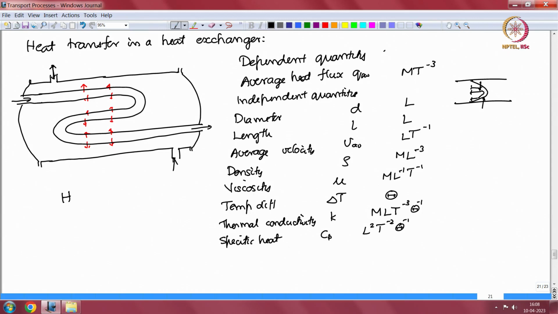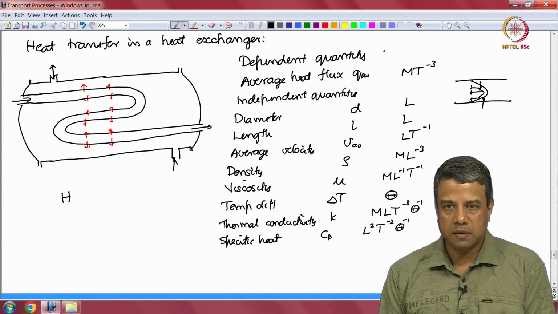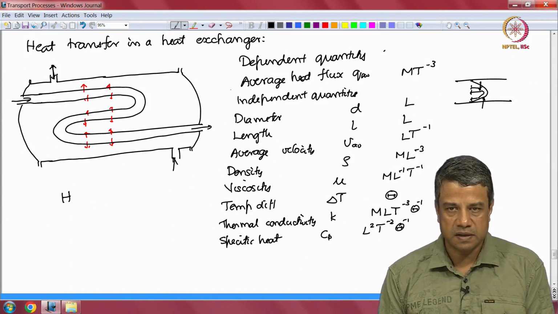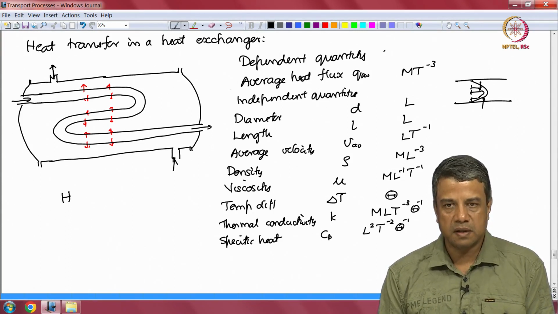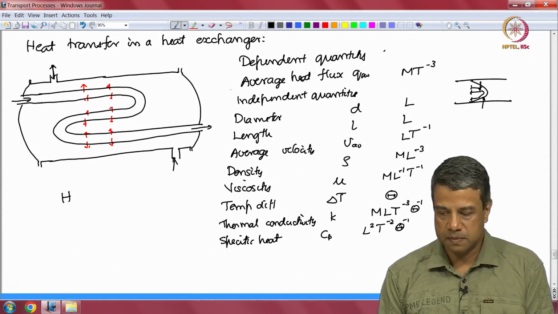And we were considering a simplified situation where we were just considering the heat transfer from the fluid to the wall of the pipe, such that the average temperature difference between the shell side and the tube side was delta T. And we wanted to find out the relation between the dependent and the independent quantities. I had said that the dependent quantity in this case is the average flux, the flux per unit surface area of the tube across which the heat transfer takes place. Okay, so that is the dependent quantity.